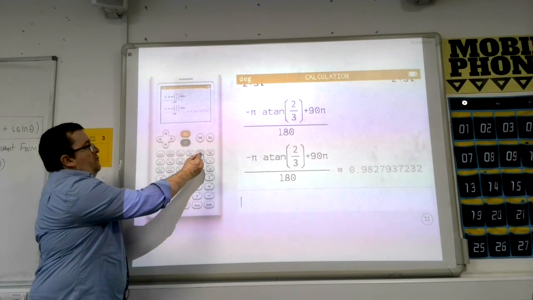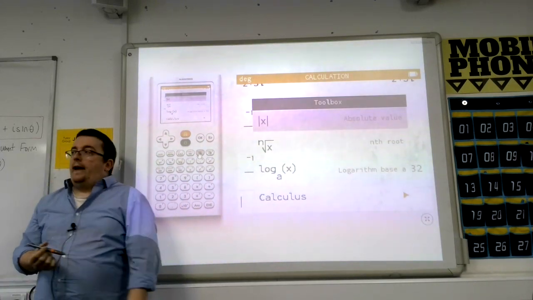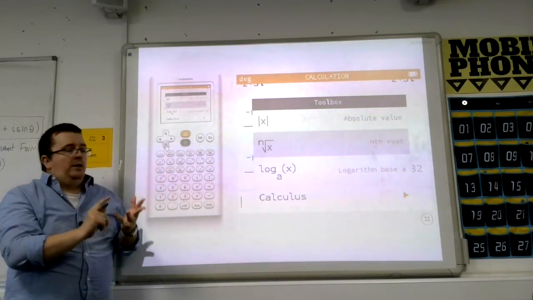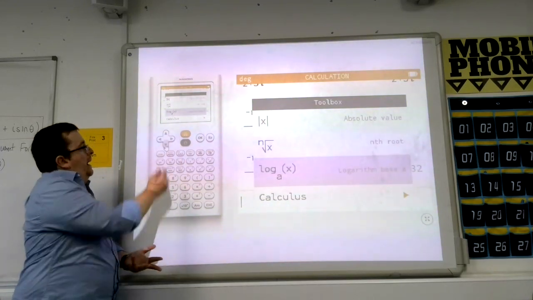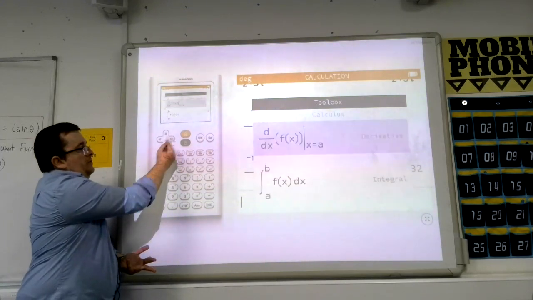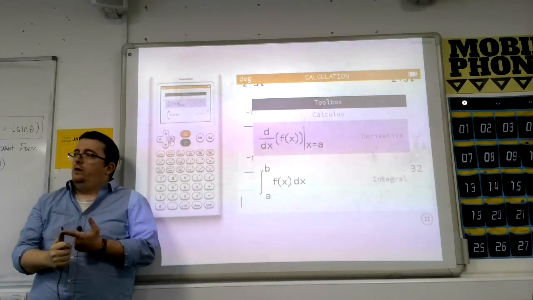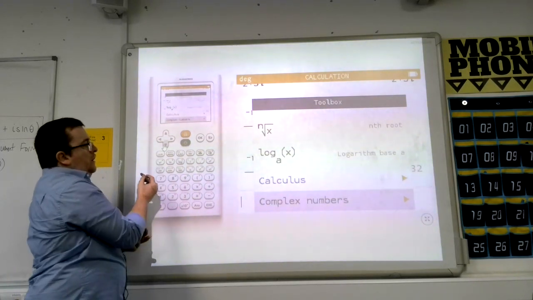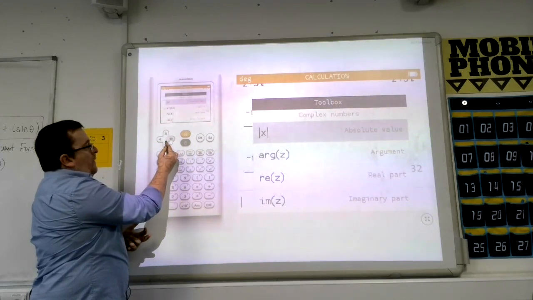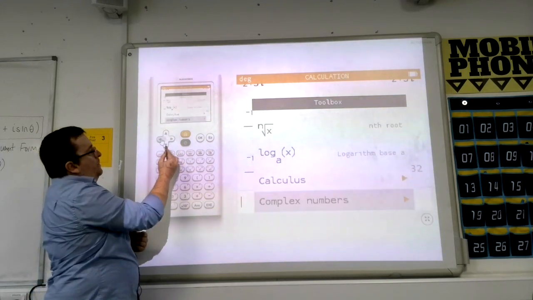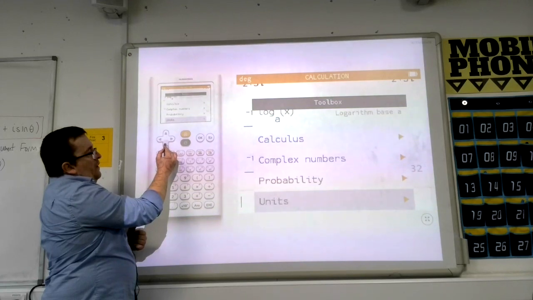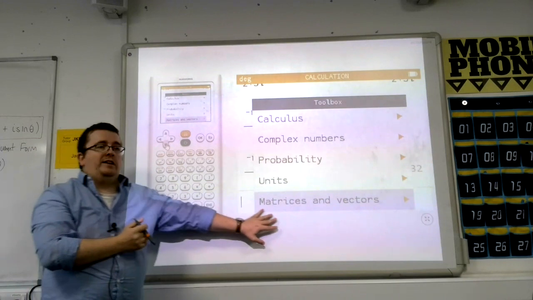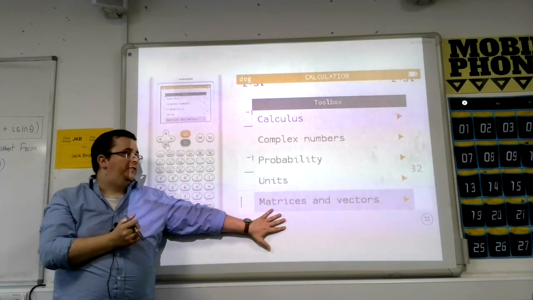You can't quite see it from there, but when you click on it, it has your absolute value, your nth root, log base A. It goes into calculus, so just go right. There's your differentiation. There's your integral buttons. Okay. If I go back out of that, complex numbers as well. It's got all of that side if you need to do it that way. There are bits with probability, with conversion of units. The bit that I like to show off, especially for further maths students, is the matrices bit.